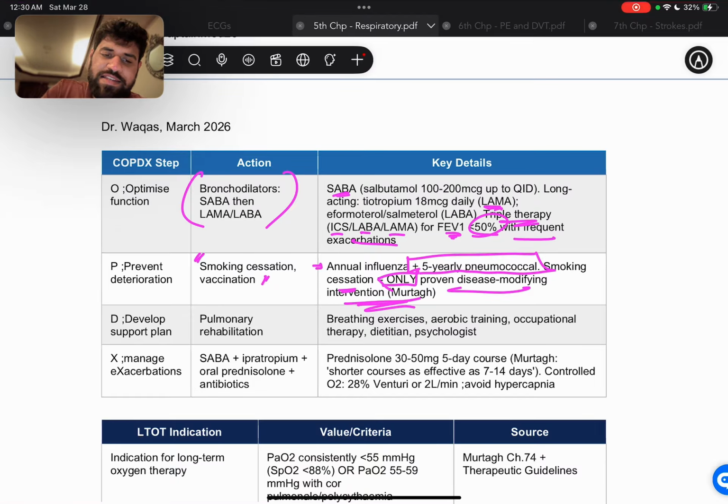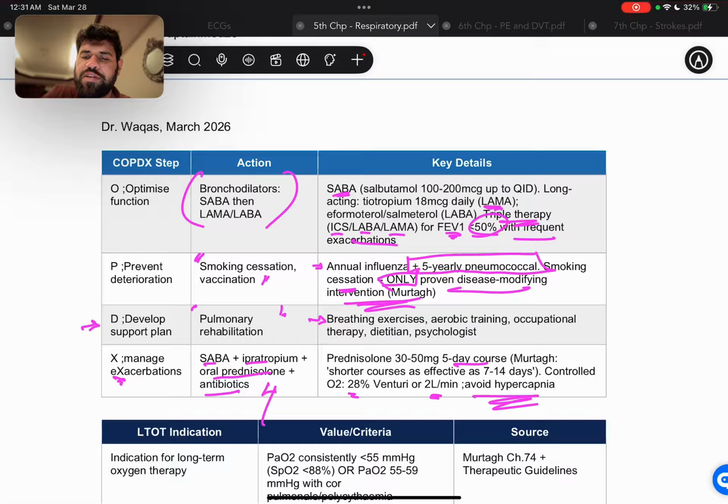Then D is to develop a support plan, which is pulmonary rehab, such as breathing exercises, aerobic training, occupational therapy, dietitian, psychologist. X would be to manage exacerbation. So SABA plus ipratropium plus oral prednisolone plus antibiotics. So 4 drugs in this. Prednisolone would be a 5-day course, whereas the O2 has to be controlled at 28% Venturi or 2 liters per minute to avoid hypercapnia.